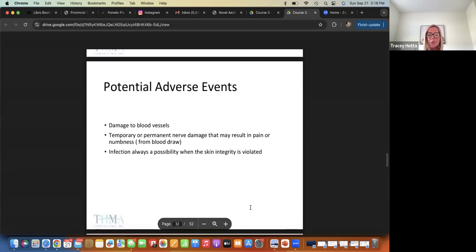Potential adverse events would include damage to a blood vessel, temporary or permanent nerve damage that may result in pain or numbness. And that mainly comes just from your blood draw. Another potential adverse event would be infection, always a possibility when the skin integrity is impaired.